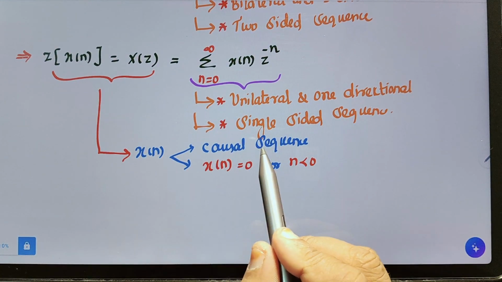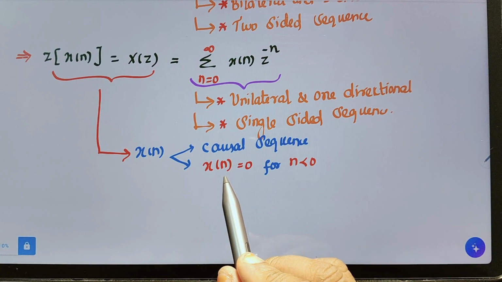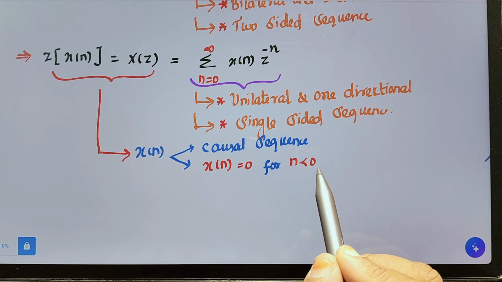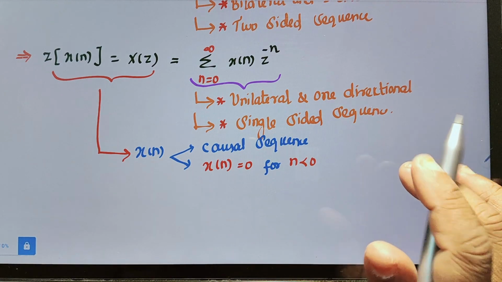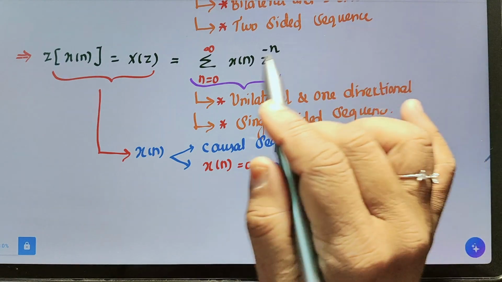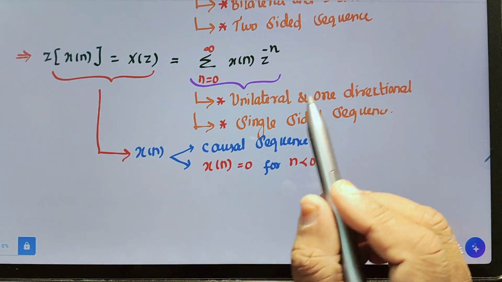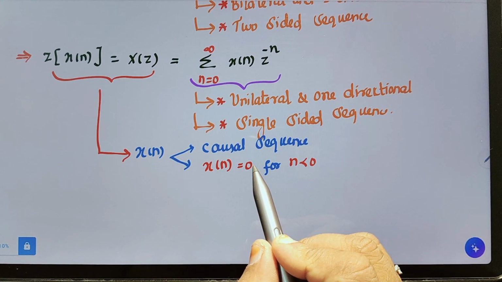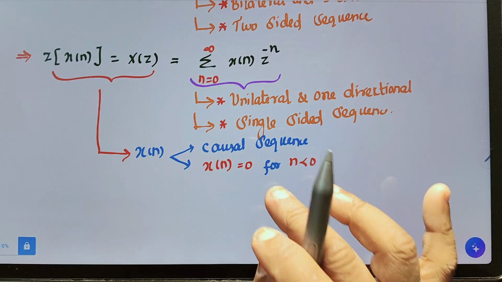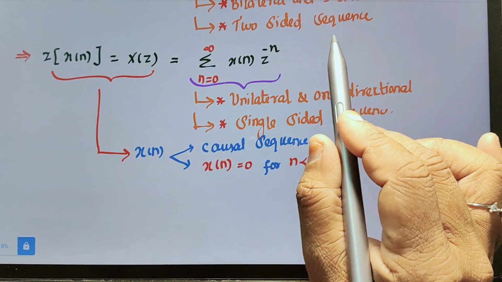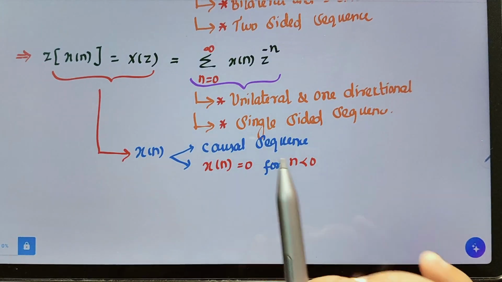So here x of n is a causal sequence, x of n equal to 0 for n less than 0. N less than 0 means, see the limit, 0 to infinity means only the positive range. So for the negative range, the value is 0. Okay, this is the concept: 0 to infinity only for the positive side, and for the negative side the value is 0.